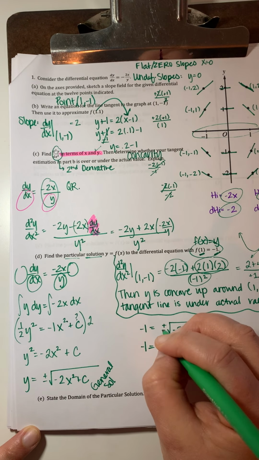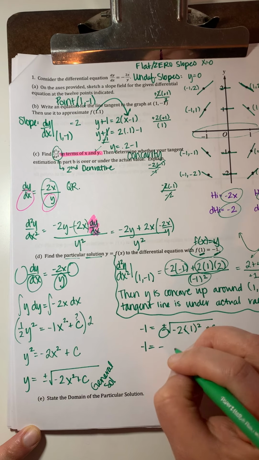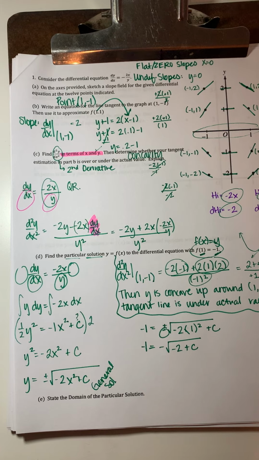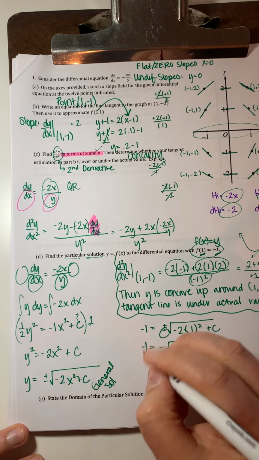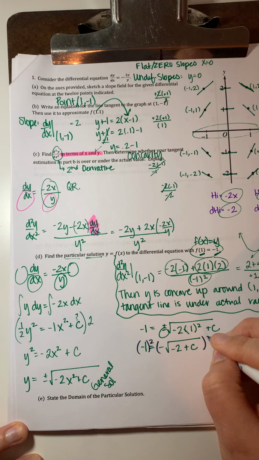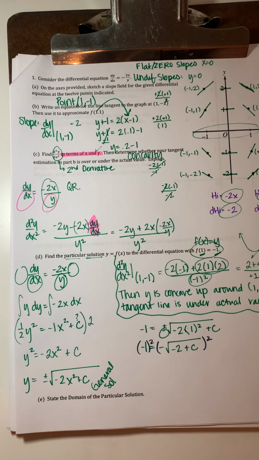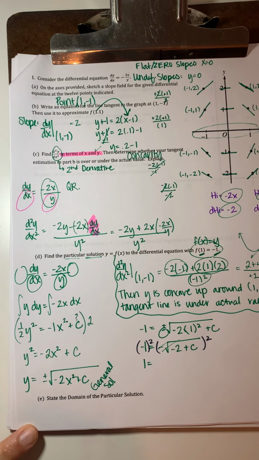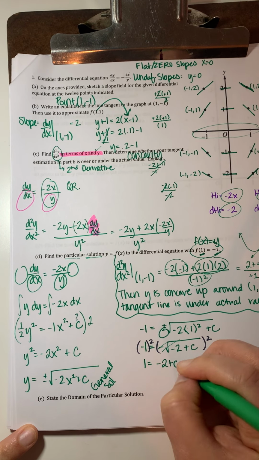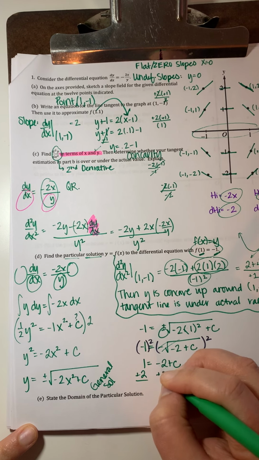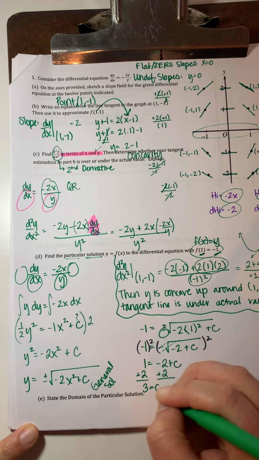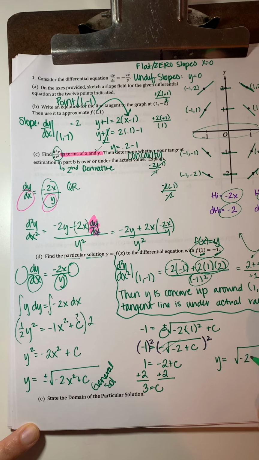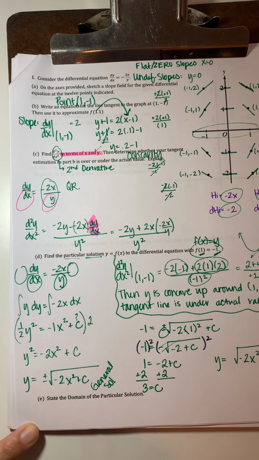So negative 1 equals, I'm choosing the negative from the other side, negative 2 times 1, which is negative 2, plus c. After I choose the negative, I'm going to square both sides. And remember that when you square a negative 1, it turns to a positive 1. When you square a negative square root, they both cancel out, and you just get negative 2 plus c. Then add that 2 across, and c has to be 3. So y equals the square root of negative 2x squared plus 3.